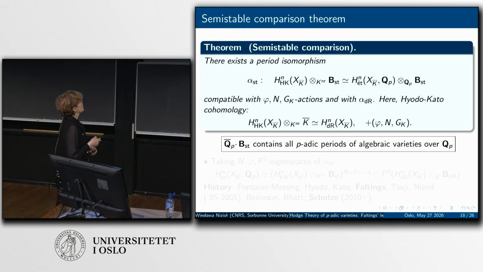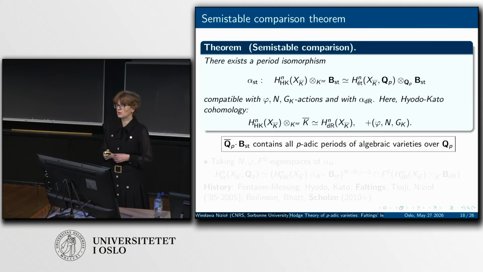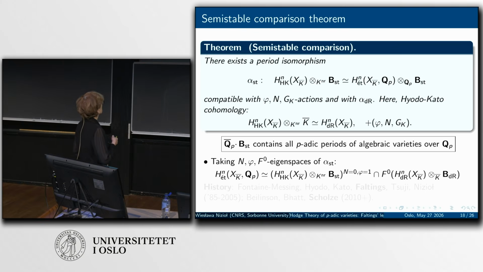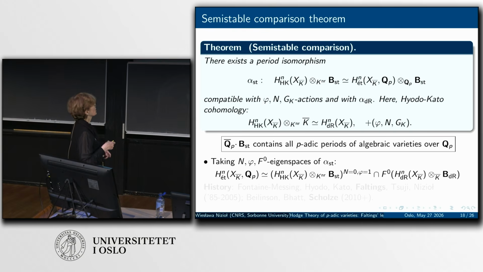Now this theorem tells you that in fact periods of all algebraic varieties over p-adic numbers are contained in B-st, modulo this extension by Q_p-bar. And this theorem is strong enough to recover the Galois actions. If we look at this formula here, and take the phi and filtration zero eigenspaces of the de Rham cohomology, you actually recover étale cohomology as a Galois representation.